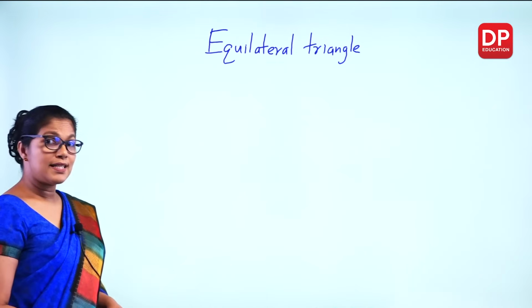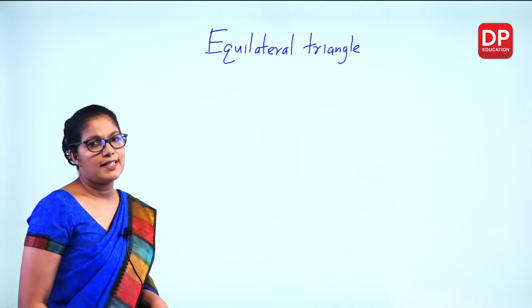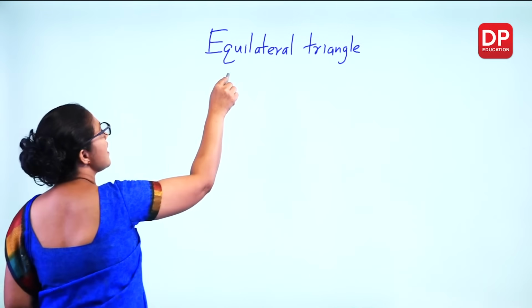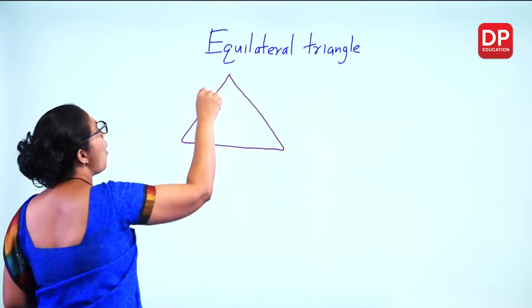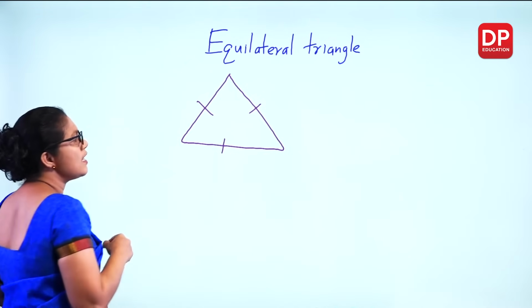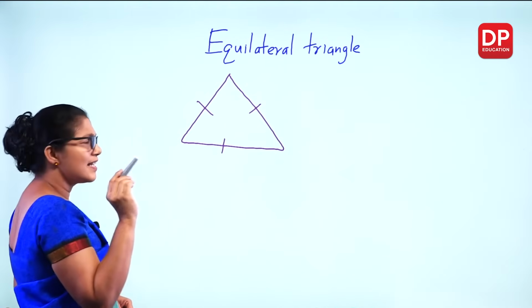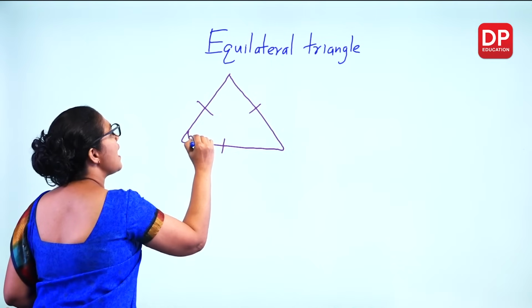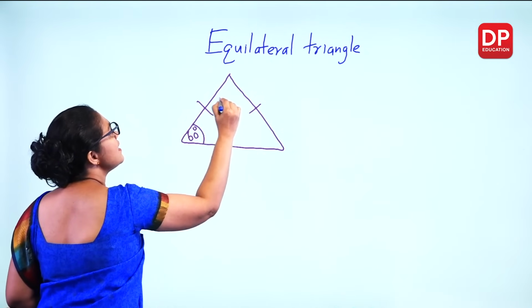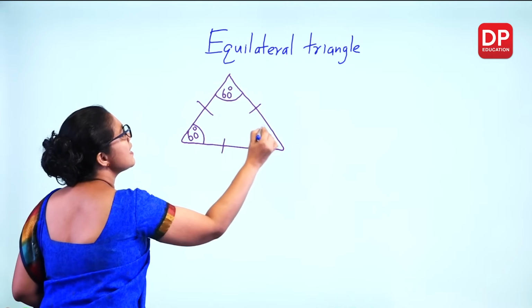Now we'll look at equilateral triangles. So what are equilateral triangles? I explained before, when all sides are equal. And what about the angle? Can you remember one angle? One angle is 60 degrees.